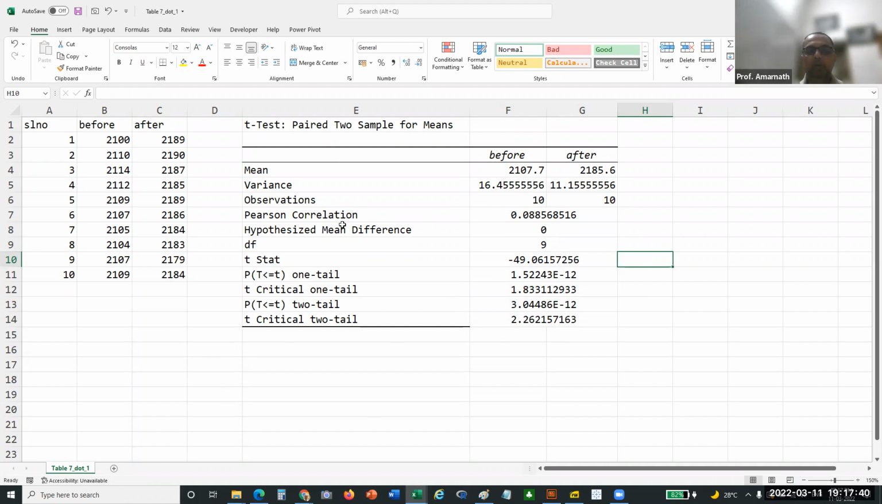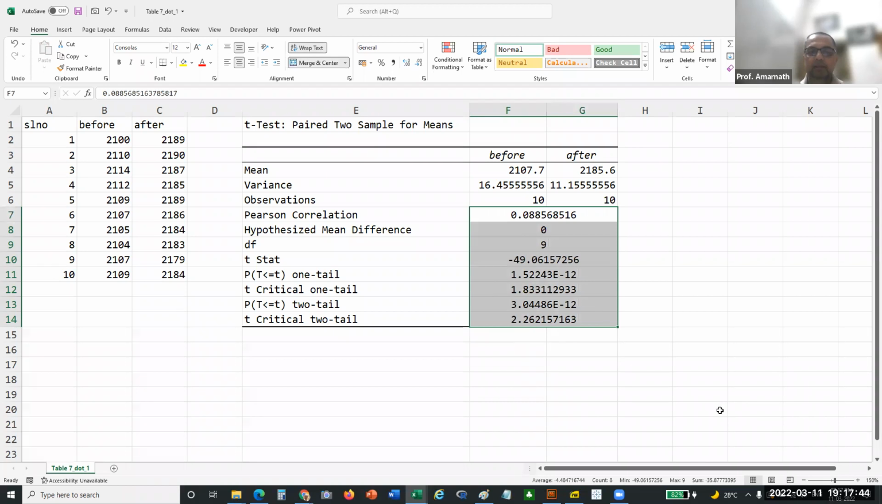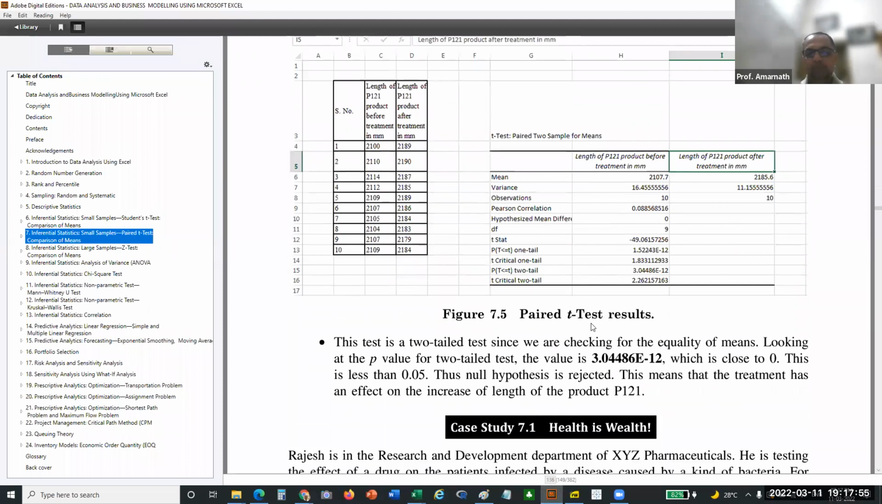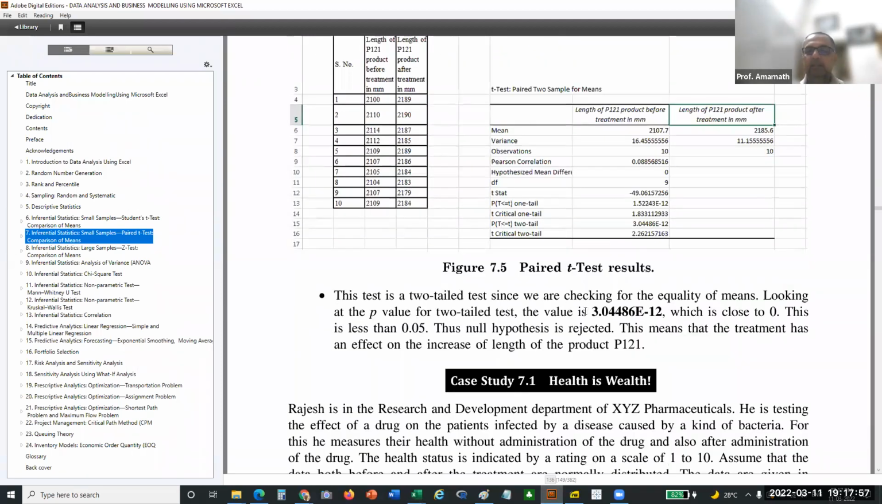So this is for both of the things, before and after. These are the answers. Now we have to interpret what each one of them means, because that is where our expertise should come in. The software has done it for us. This test is a two-tailed test. We are checking for equality, looking at the p-value for the two-tailed test.